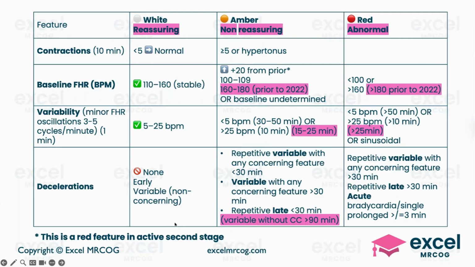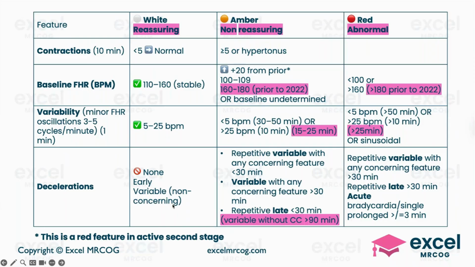Now there is a very easy trick to remember with the newer guidance. Previously, if there were no concerning features but it lasted more than 90 minutes, it used to be put in amber. Now it has become much simpler. A variable deceleration having no concerning features is all white. It doesn't matter how long they are there.